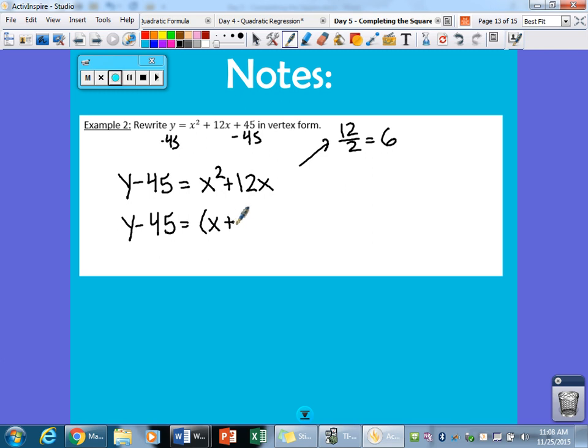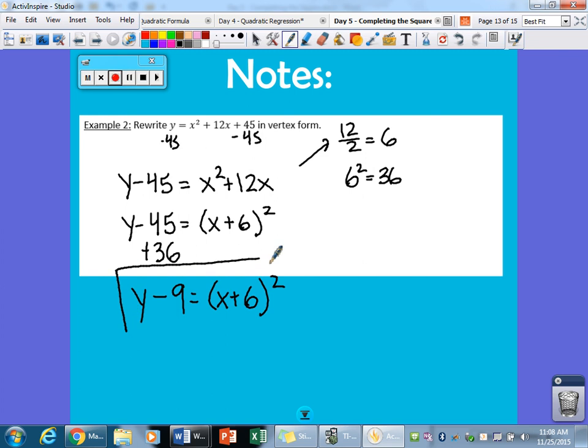Since it's addition. But now what is 6 squared? 36. So since I added that 36, it's in here. So I have to add it to this side. So I'm going to have y minus 9 equals x plus 6 quantity squared. There you go.